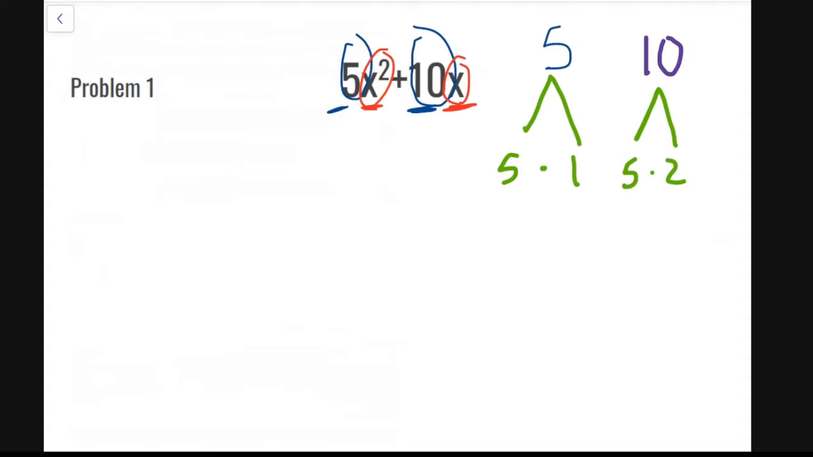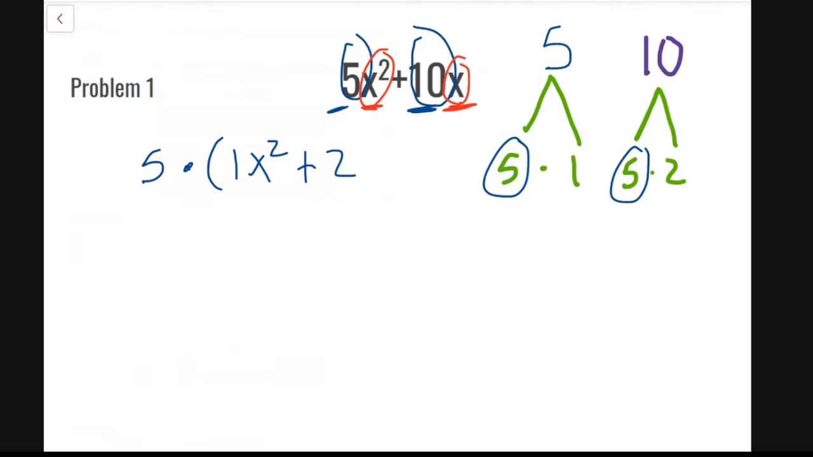So by looking at these 2 tree branches, we can see there's a common factor, and the greatest common factor is 5 in both of them. As we can see, 5 times 1 and 5 times 2. So that means we can take out the 5. Then we can take out 5 and multiply that by 1x squared plus 2x, because that's what is left for both trees. And then you can decide whether you want to write 1x squared or just erase the 1 and be left with x squared. Either way works, whatever makes you more comfortable.